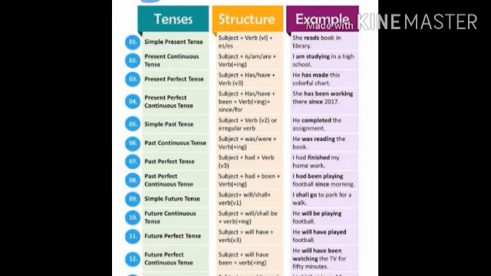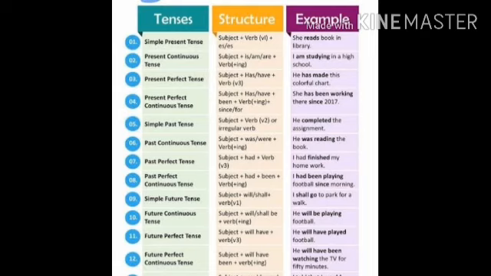So in fourth is present perfect continuous tense. The formation is subject plus has been or have been. Which helping verb will we use in this tense? Has been or have been, plus first form of verb plus ing plus since or for plus time. So the example is she has been working there since 2017.